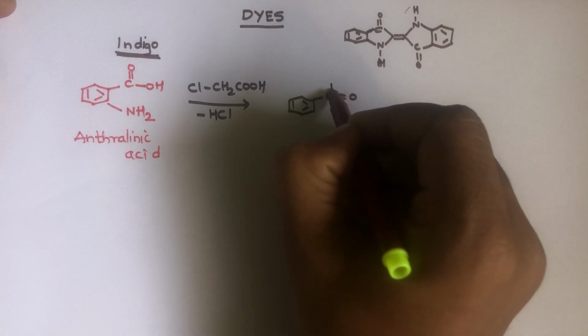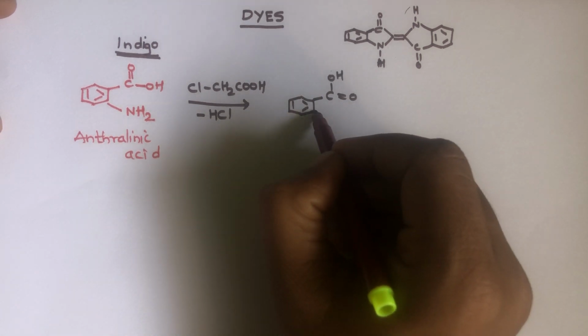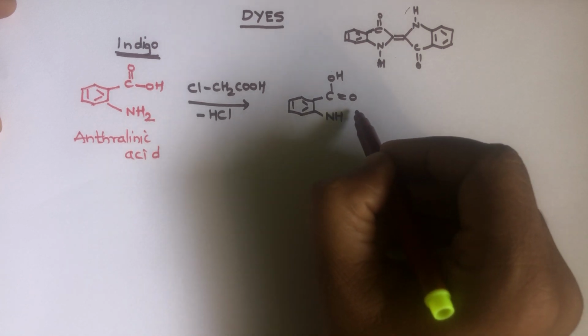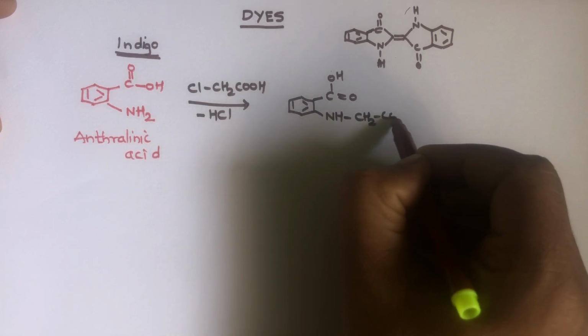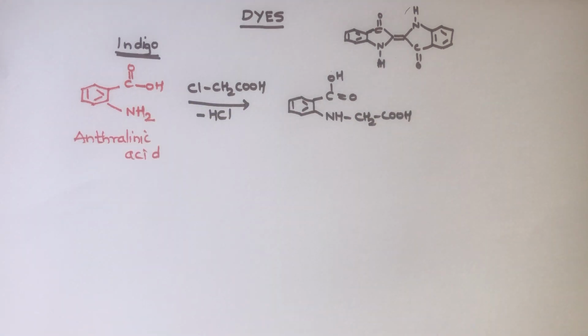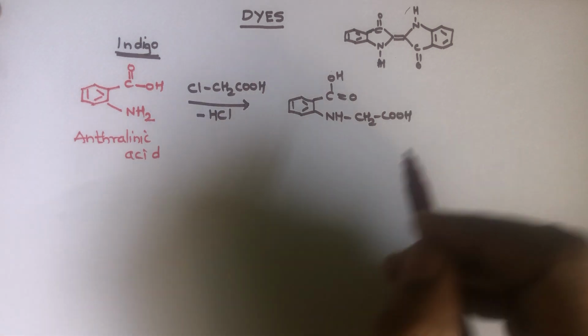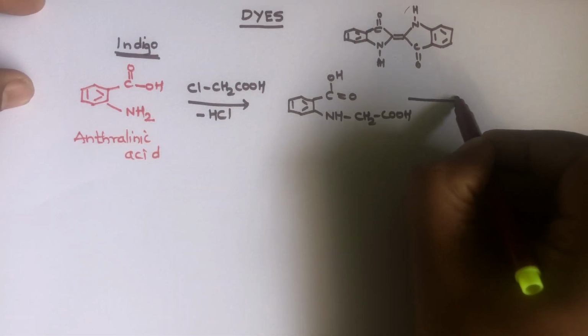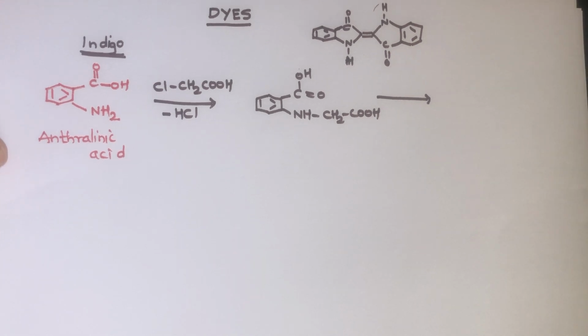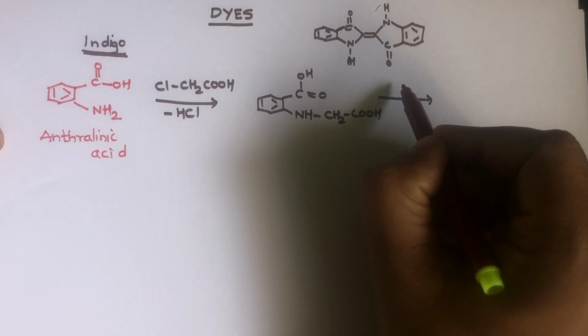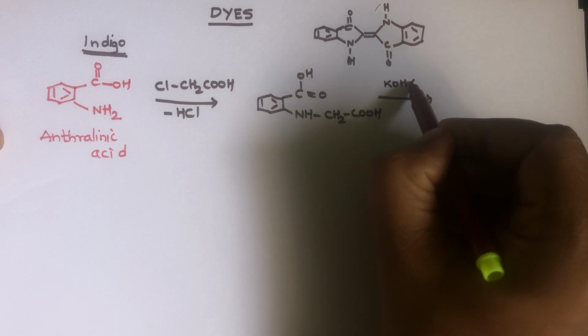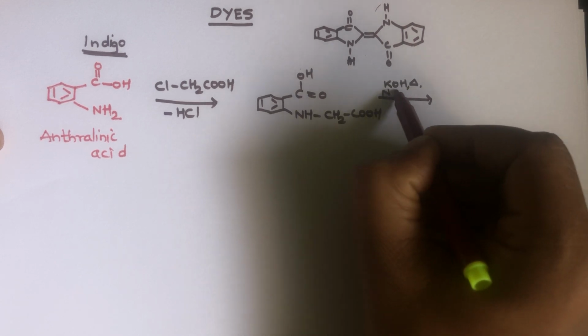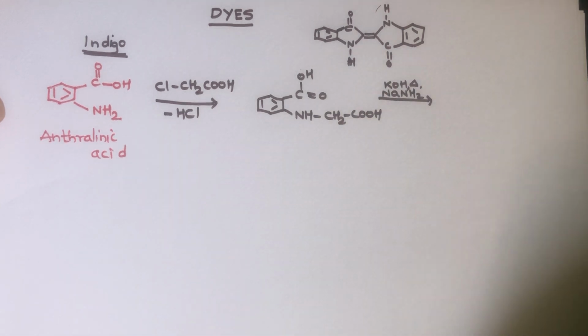C double bond OOH, NH, CH2COOH. So this is called N-phenylglycine. This molecule is then fused with KOH and NaNH2, sodamide. Okay, this is fused with KOH and NaNH2.